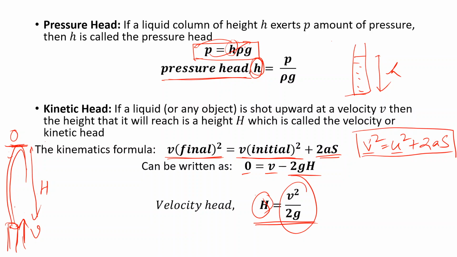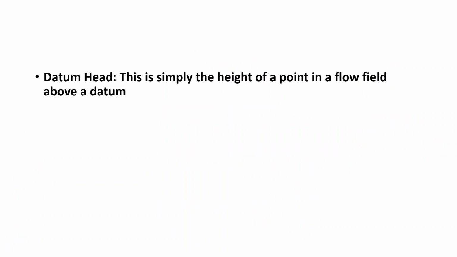Datum head is very simple. It is just the height of a point where you are measuring the potential energy. So that's how we can explain the Bernoulli's equation and its different terms. In the next lecture, we'll discuss some applications of Bernoulli's theorem. Thank you.